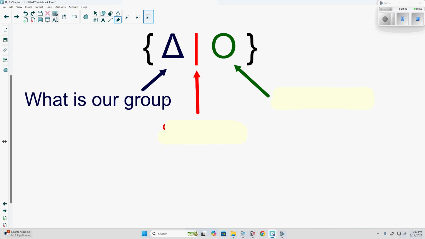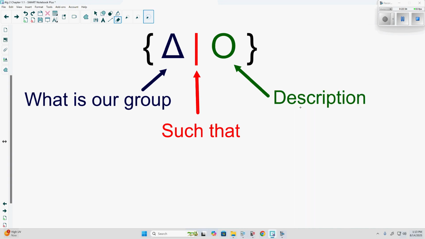The line in the middle stands for such that. That's literally all it is. That bar means such that. And our circle is the description telling us more information about the numbers. I've started using these 3 symbols so that we understand that different pieces go in here. The only thing that stays the same is the bar. Okay? So normally, we can write this example below it.